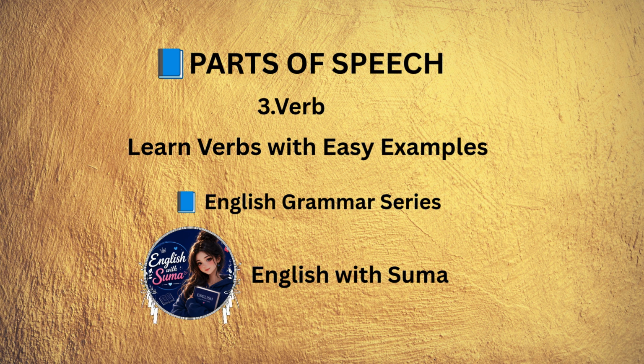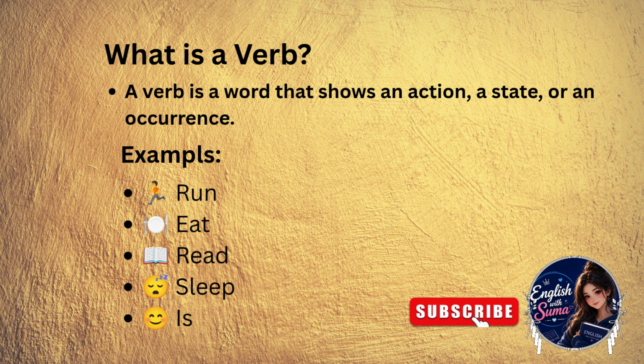In our previous lesson, we learned about pronouns. Today, we're going to learn about verbs, one of the most important parts of English grammar. Every sentence needs a verb because a verb tells us what someone or something does or what state they are in. Let's begin. A verb is a word that shows an action, a state, or an occurrence.